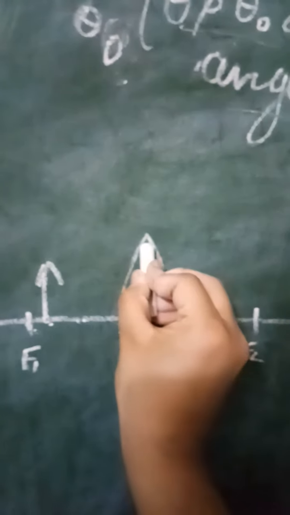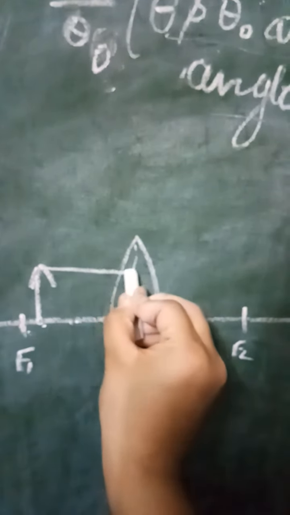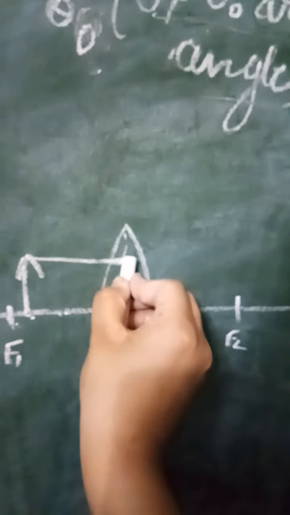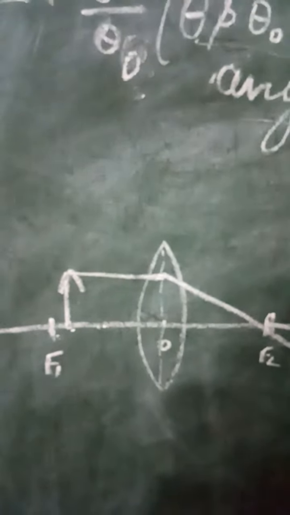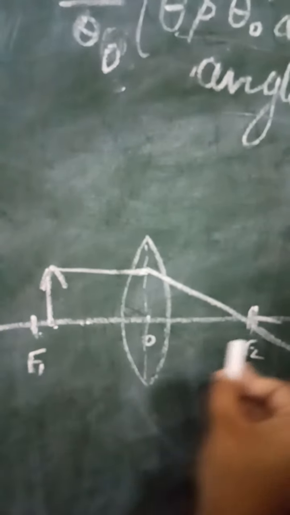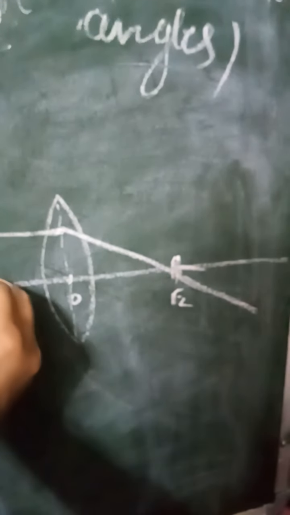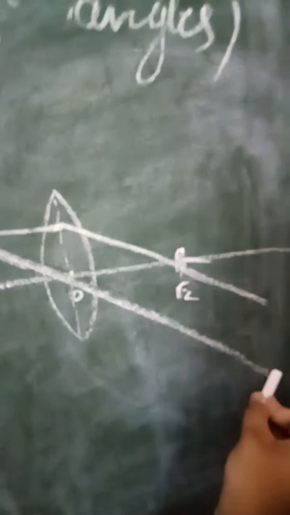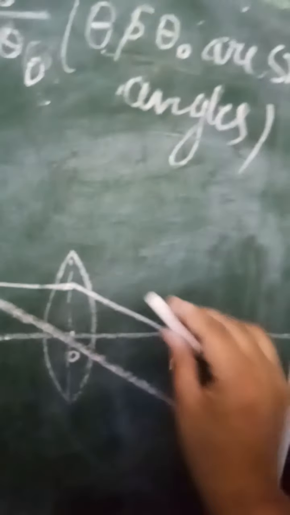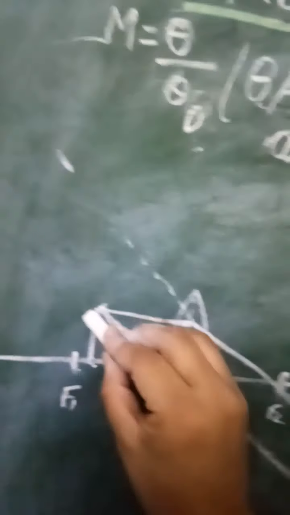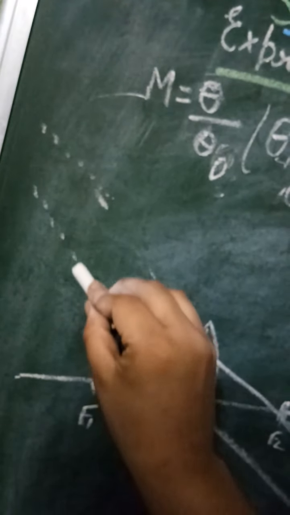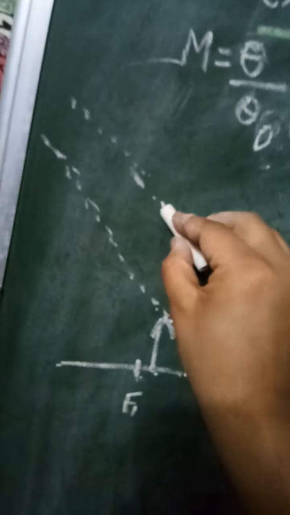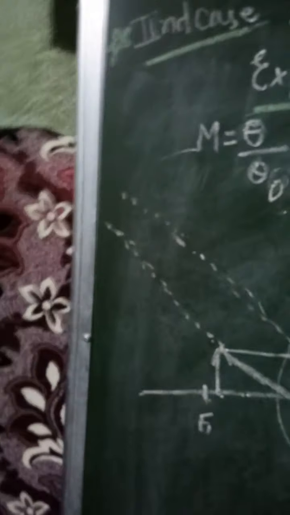See here, if it passes parallel and diverts through the second focus, and the second ray passes straight through the optical center. You will see when we meet the rays backward, we don't know where they will meet, but they will meet at infinity.